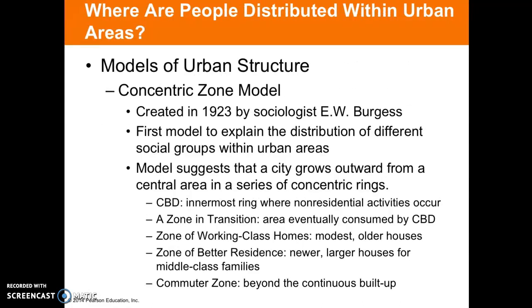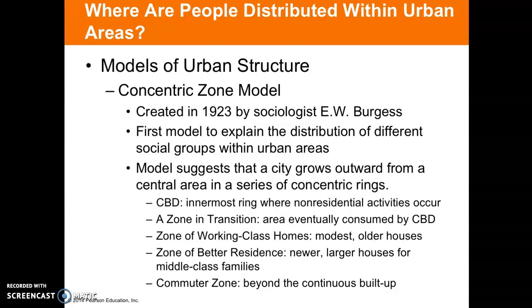So to look at where people are distributed within urban areas, we'll look at the first major model. It's called the concentric zone model, or the Burgess model. It was created in 1923 by a sociologist. He was looking at Chicago. In fact, the first couple models we look at were all developed in Chicago, just at different times. This model explained the distribution of different social groups within an urban area.